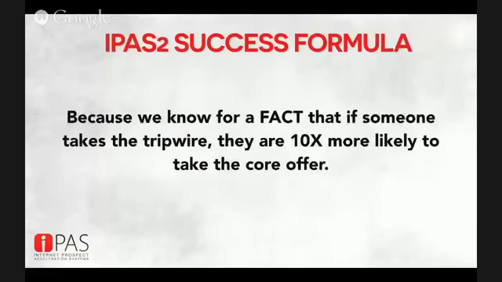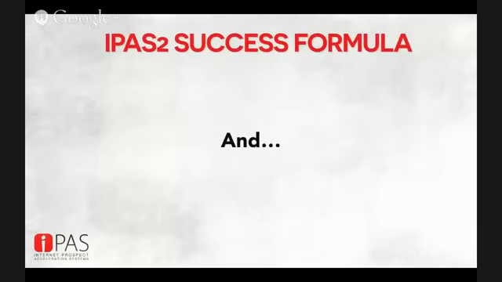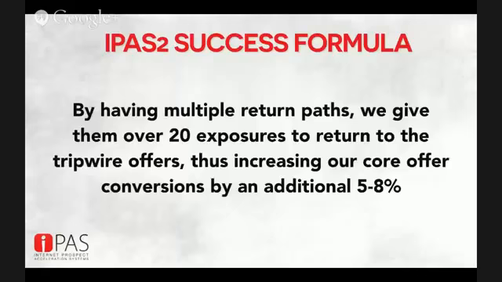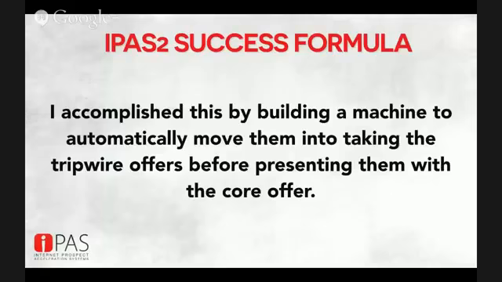Why do all this? Well, because we know for a fact that if someone takes a tripwire, they're 10 times more likely to take the core offer. And by having multiple return paths, we give them over 20 exposures to return to the tripwire offers, thus increasing our core offer conversions by an astonishing 5 to 8%, you guys. This formula right here, this front-end system, is so significant. And I accomplished this by building a machine to automatically move them into taking the tripwire offers far before presenting them with the core offer. Basically, exhaust all your resources into getting them to the tripwire offer prior to even moving to your core offer.